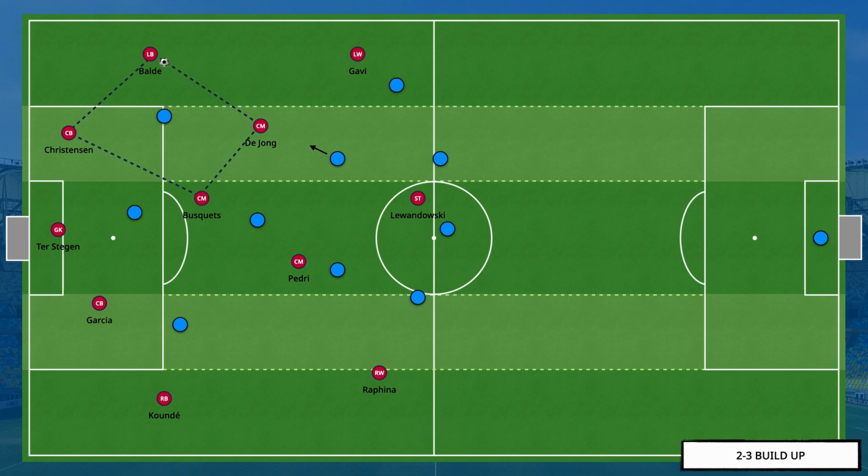With one of the midfielders moving towards the ball to support the progression forward, it reduces the chance of the ball becoming isolated, along with allowing Barcelona to smother the ball very quickly if it is lost.